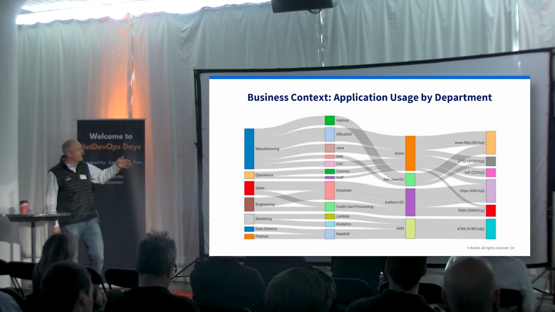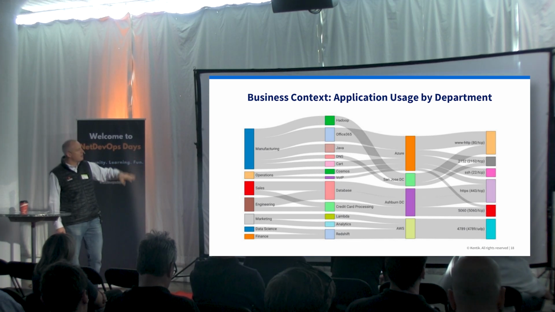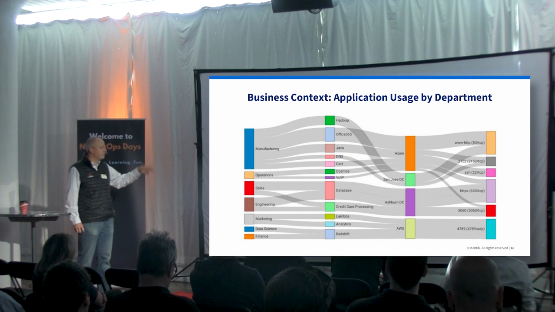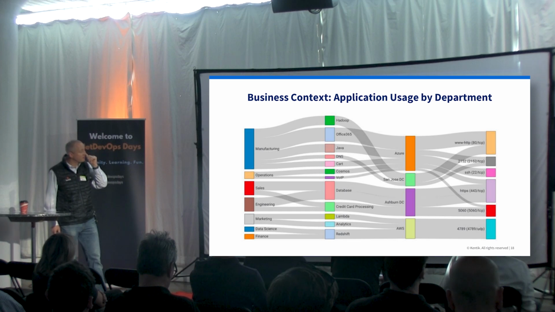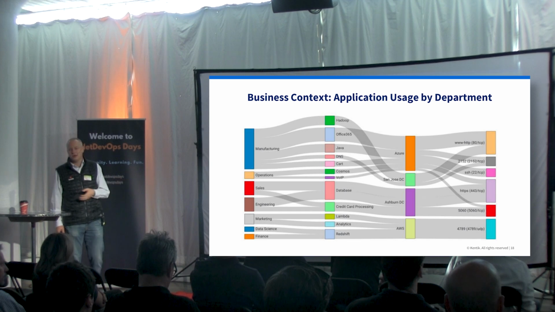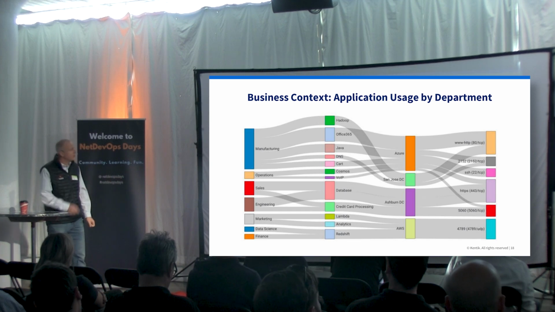I can see what my manufacturing department's doing, I can see what the sales team is doing, I can see what they're accessing, what applications they're accessing, where they're accessing it from. So whether they're accessing it from one of my on-prem data centers, they're going up into one of my public cloud providers that I serve my applications out of. I can really get much more useful information out of my network telemetry by having this context in there.